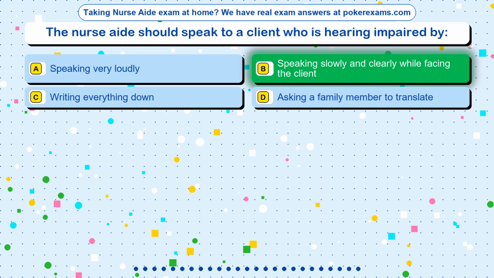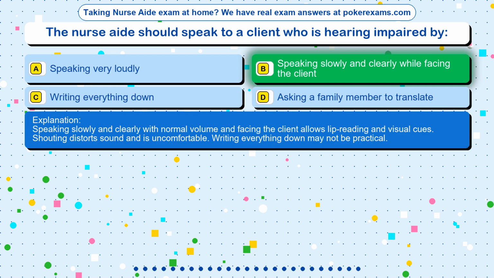The correct answer is option B. Speaking slowly and clearly while facing the client. Speaking slowly and clearly with normal volume and facing the client allows lip reading and visual cues. Shouting distorts sound and is uncomfortable. Writing everything down may not be practical.